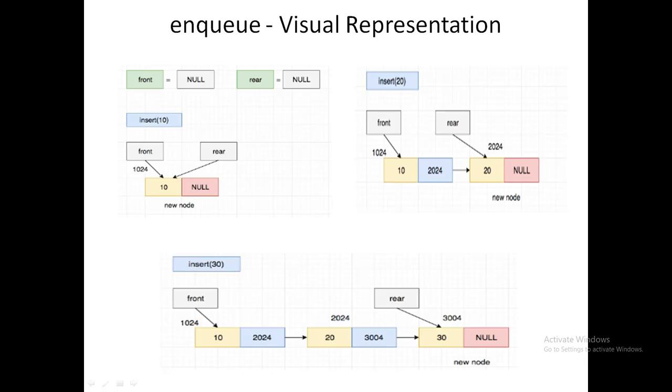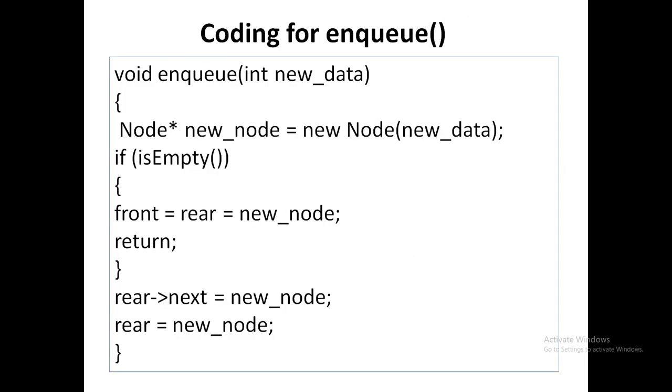So whatever elements are inserted into the queue, the last element which is inserted needs to be pointed by the rear. The first element inserted inside the queue needs to be pointed by the front. So this is the code of that enqueue operation.